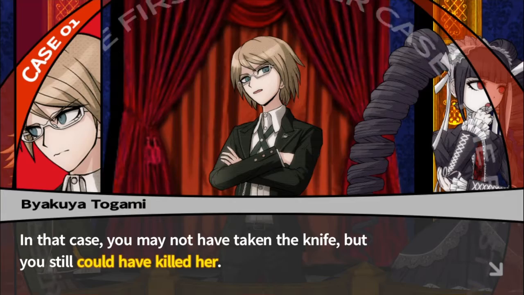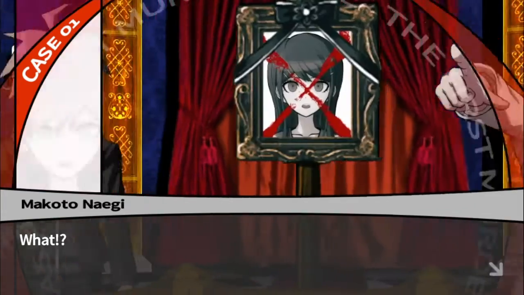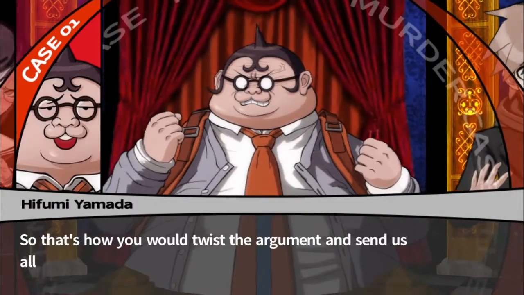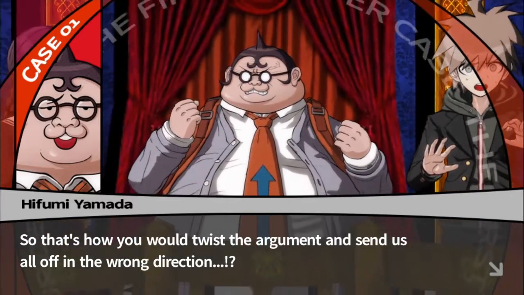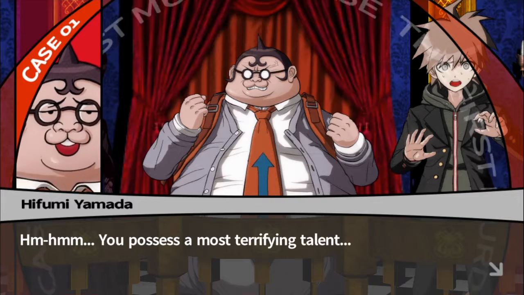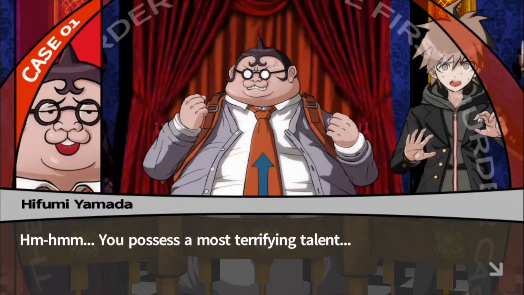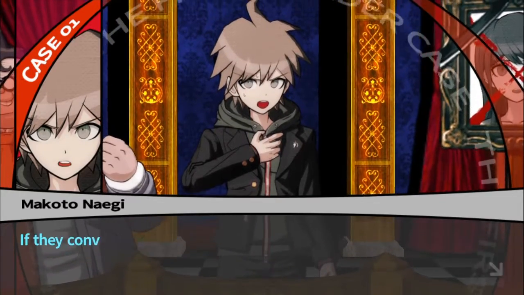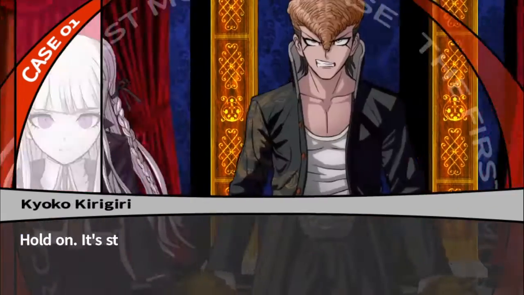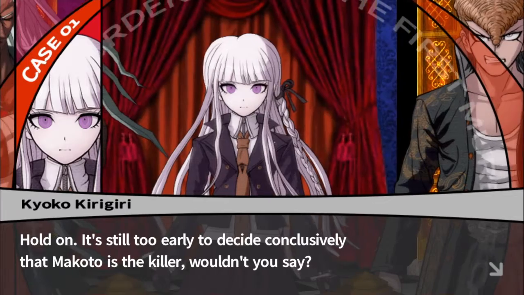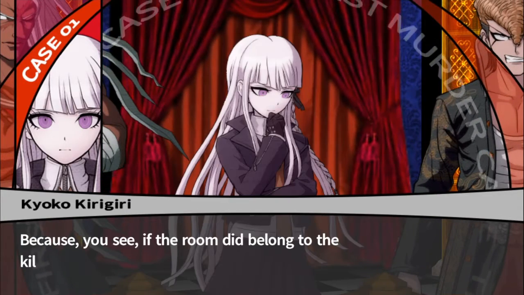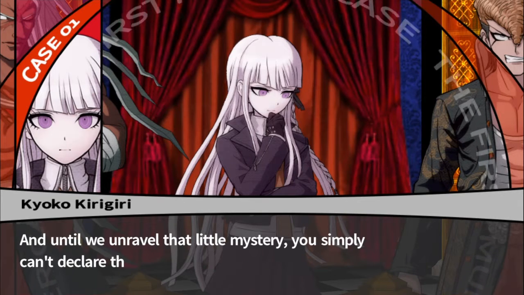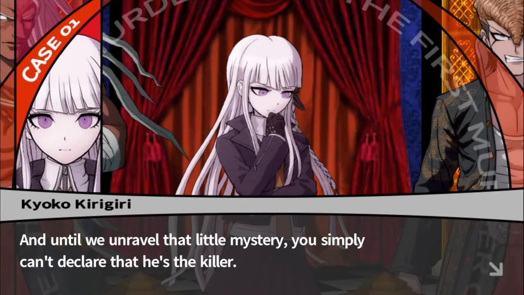In that case, you may not have taken the knife, but you still could have killed her. What? See? He did do it after all! No, you're wrong! So, that's how you would twist the argument and send us all off in the wrong direction? You possess a most terrifying talent. Hold on. It's still too early to decide conclusively that Makoto is the killer, wouldn't you say? Because you see, if the room did belong to the killer, then they did something most bewildering. And until we unravel that little mystery, you simply can't declare that he's the killer.